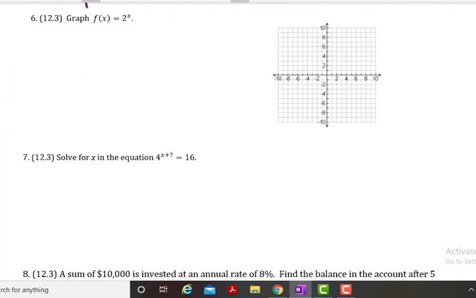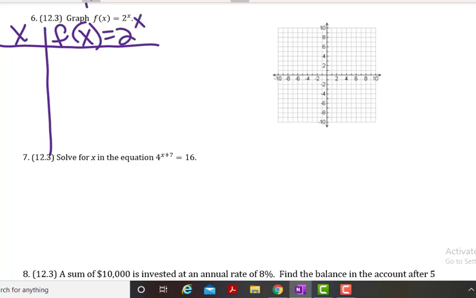Number 6, we're going to graph f of x is equal to 2 to the x. Now this is an exponential function. So I will start by making my chart of x, and then f of x equal to 2 to the x. Now, a few values that we need to have on this function: we have a negative 1, and f of negative 1 is 2 to the negative 1, or 1/2.